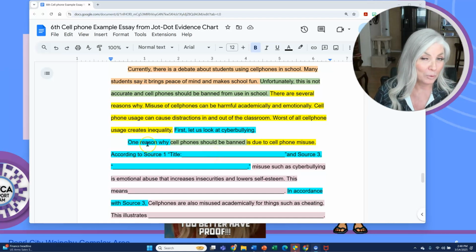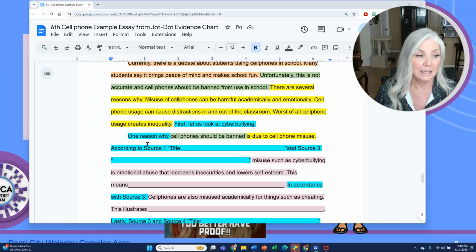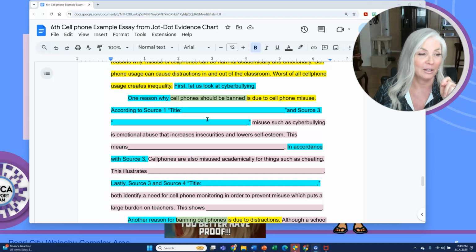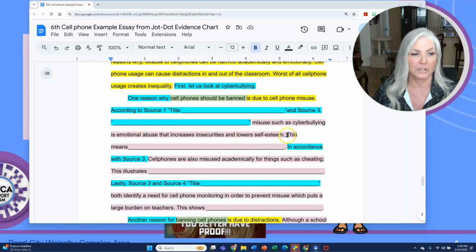So to improve this essay, what it needed, in that same paragraph that I just read to you, is: one reason why cell phones should be banned is due to cell phone misuse. According to source 1, title, and then you put the title of the source. And source 3, you put the title. So the first time you mention it in the paper, you put the title of the sources. Misuse such as cyberbullying is emotional abuse that increases insecurities and lowers self-esteem. Now that's what we already said in the other one.